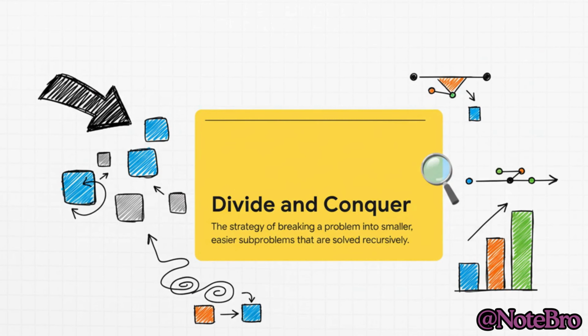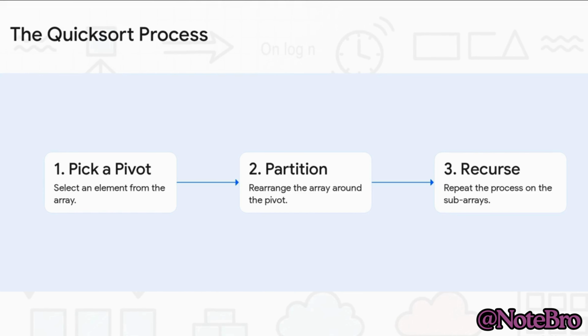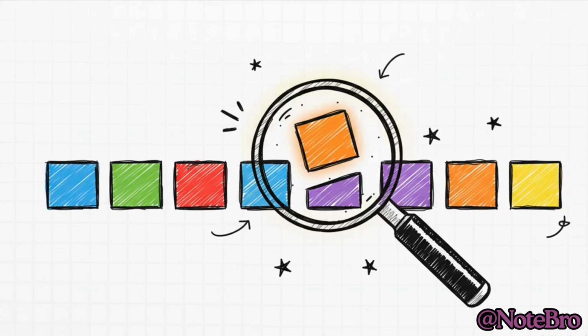Well, Quicksort's elegance and its speed all come from this one simple but incredibly powerful strategy: divide and conquer. The idea is, instead of trying to sort one massive, messy list all at once, you just break it down into smaller, much easier problems. The whole process really boils down to three simple steps that you just repeat over and over. First, you pick an element from your array. We'll call that the pivot. Second, you shuffle everything else around that pivot. And third, you just do the whole thing again on the smaller pieces you just made. That's it.